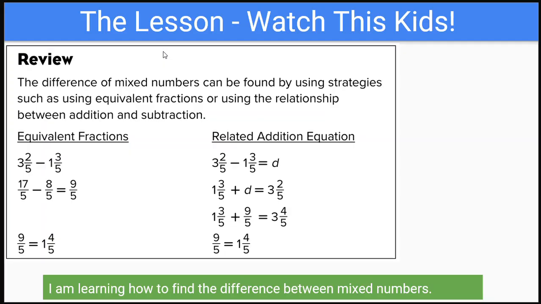Let's take a look right here. We continue to work with finding the difference between mixed numbers. That means that we're subtracting, right? Okay, let's see what they got for us today.